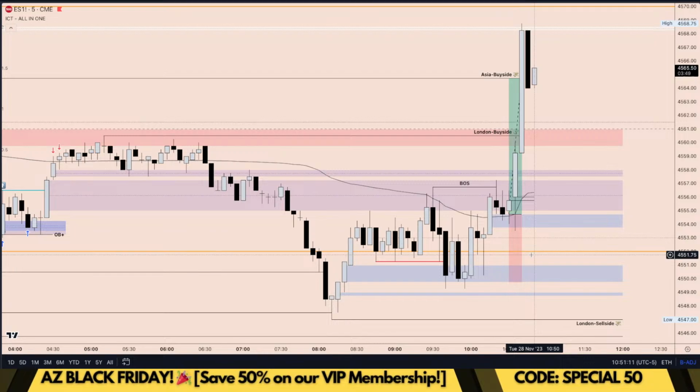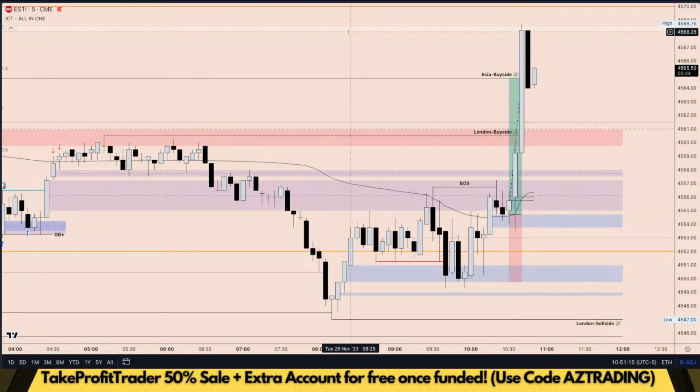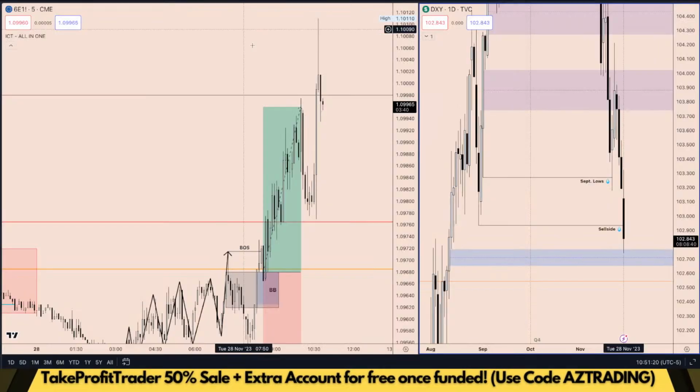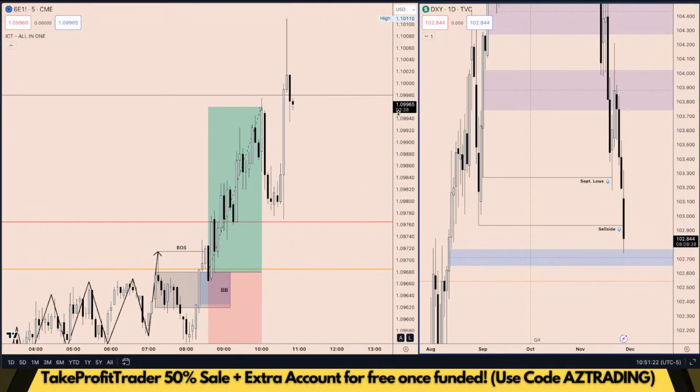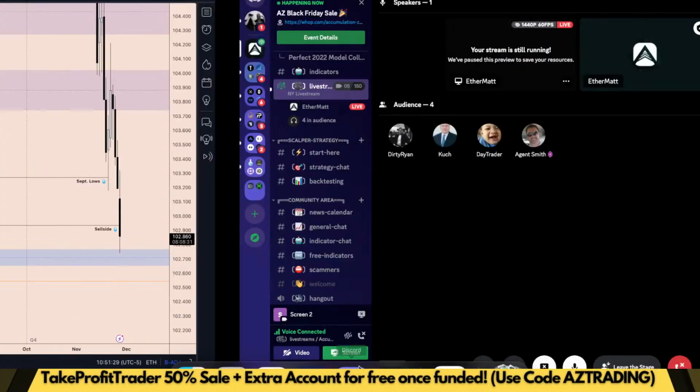But for a 25k account challenge, for 15 bucks, definitely. More than definitely. Nice rejection wick. The DXY hit the bullish fair value gap here on a daily.